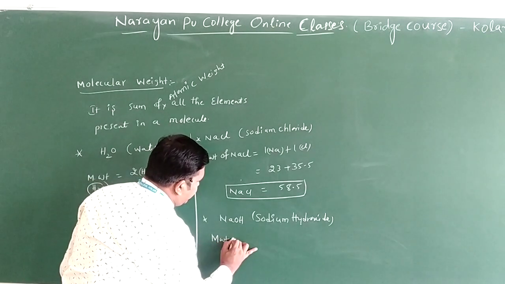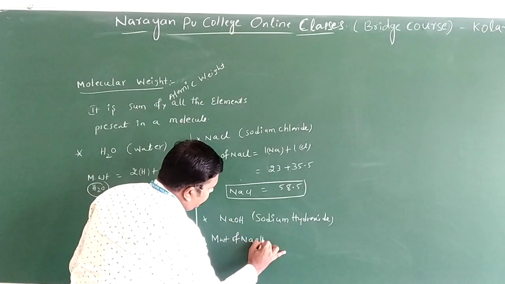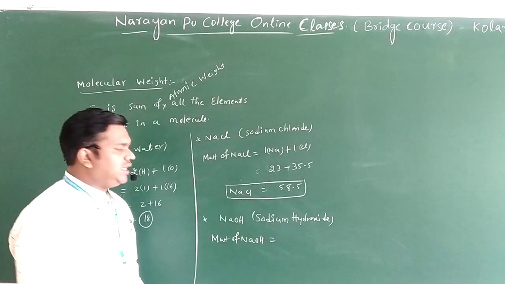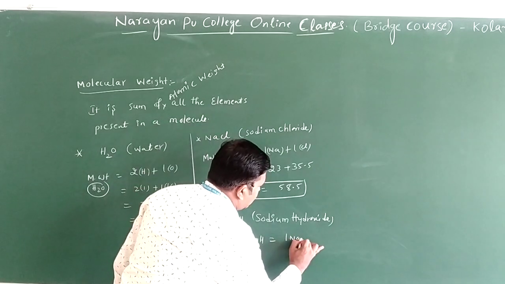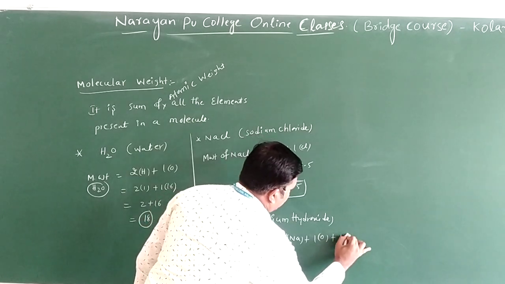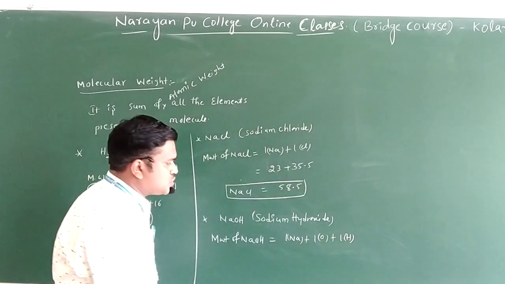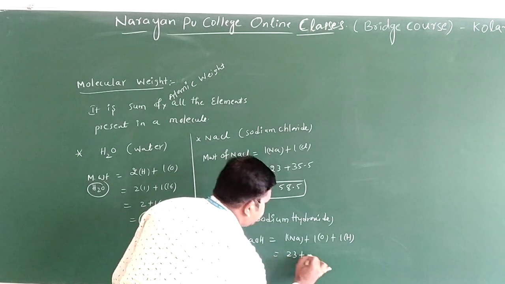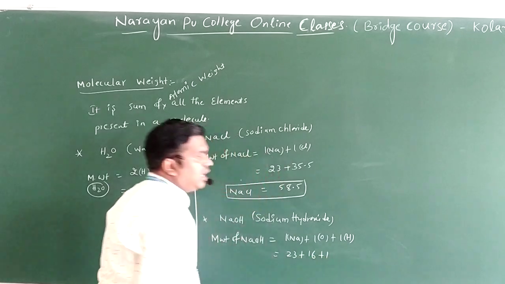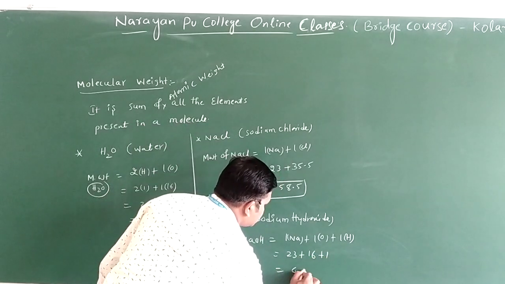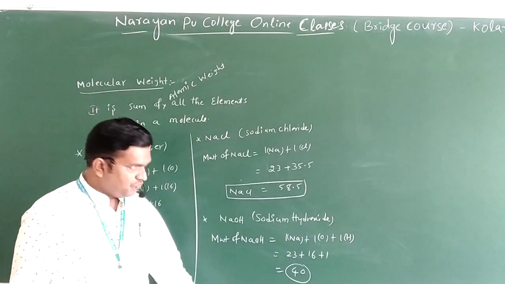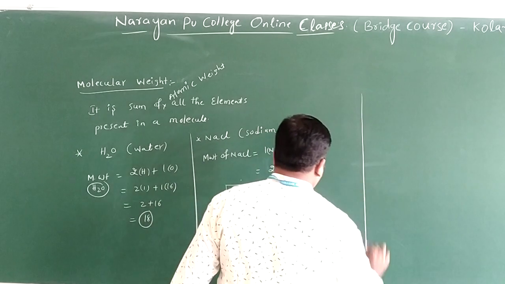Molecular weight of NaOH. How many sodiums do we have? One sodium, one oxygen, and one hydrogen. So I am writing here 1 into Na plus 1 into O plus 1 into hydrogen. Sodium atomic weight is 23, oxygen is 16, and hydrogen is 1. So the total is 40. The molecular weight of NaOH is 40. Now let us see one more example.